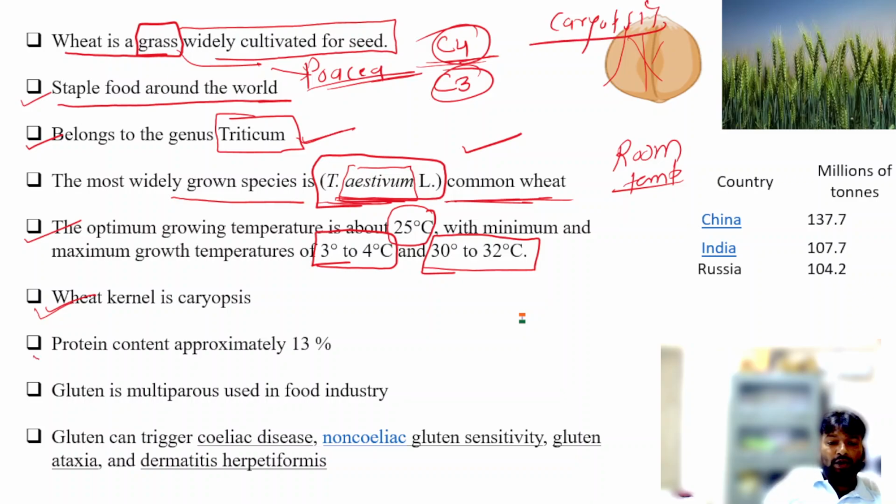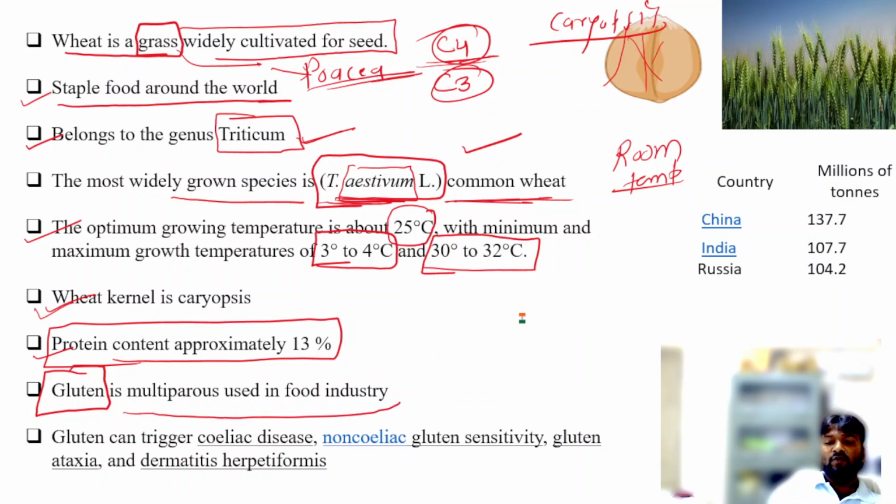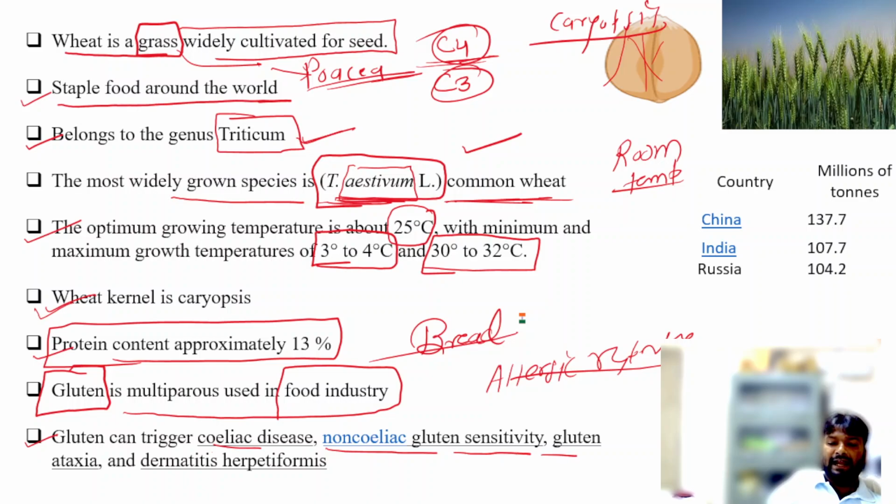The protein content in the wheat grain is approximately 13%. तो प्रोटीन कंटेंट कितना होता है, approximately 13%. And the major protein is gluten. That is used multifariously in the food industry, like making of bread. And gluten can trigger some allergic responses like celiac disease, non-celiac gluten sensitivity, gluten ataxia, dermatitis herpetiformis. When we use this gluten in higher amounts, some persons are sensitive to it, and this can cause celiac disease, non-celiac gluten sensitivity, gluten ataxia, and dermatitis herpetiformis.